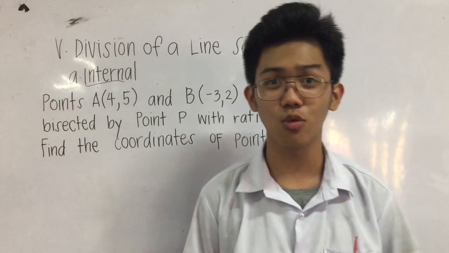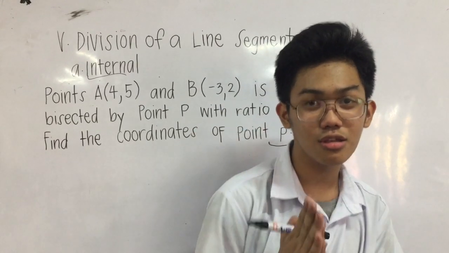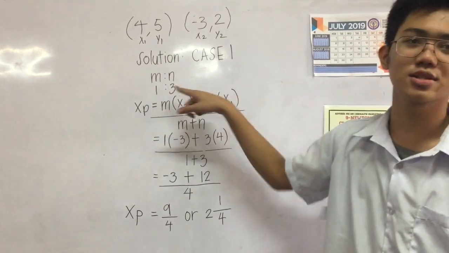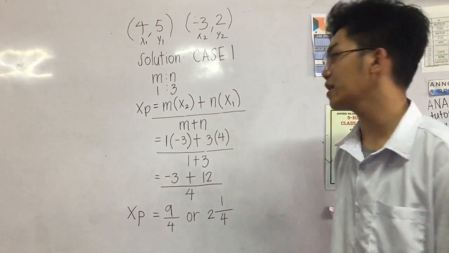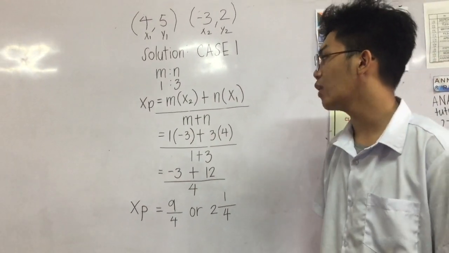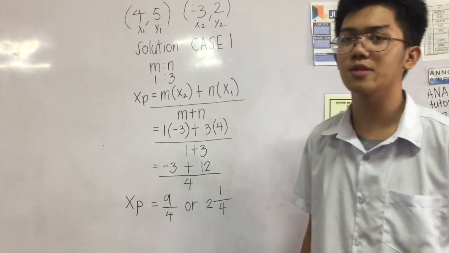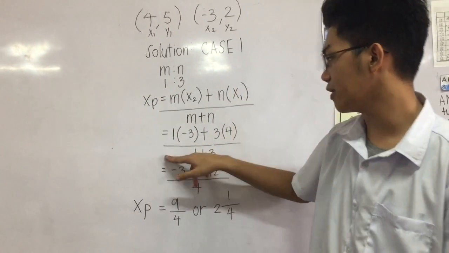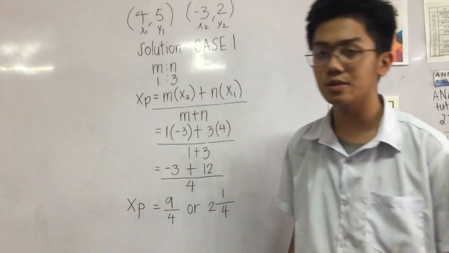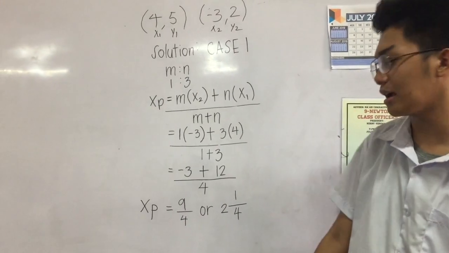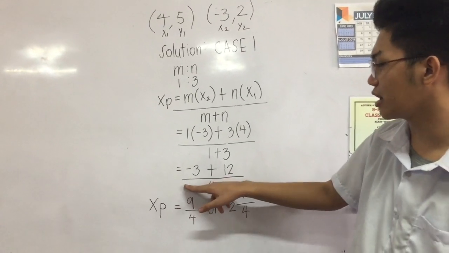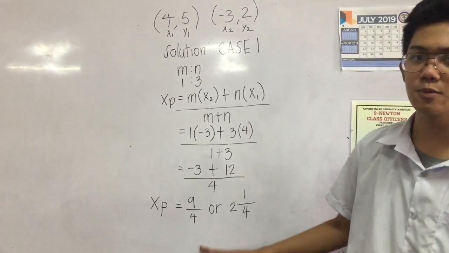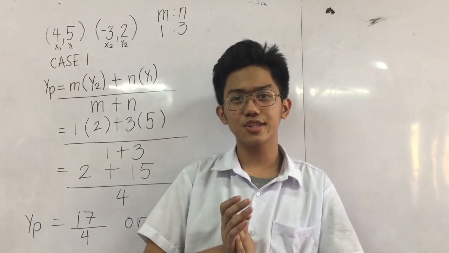We will have our solution in 1, 2, 3. So this is our case 1. The solution will be m is to 1 and n is to 3. Our solution is x sub p is equal to m times x sub 2 plus n times x sub 1 over m plus n. We will substitute m and n with 1 is to 3. So this will be our given: 1 times negative 3 plus 3 times 4 over 1 plus 3. Our answer will be negative 3 plus 12 over 4, which will be 9 over 4, or if simplified, 2 and 1/4.